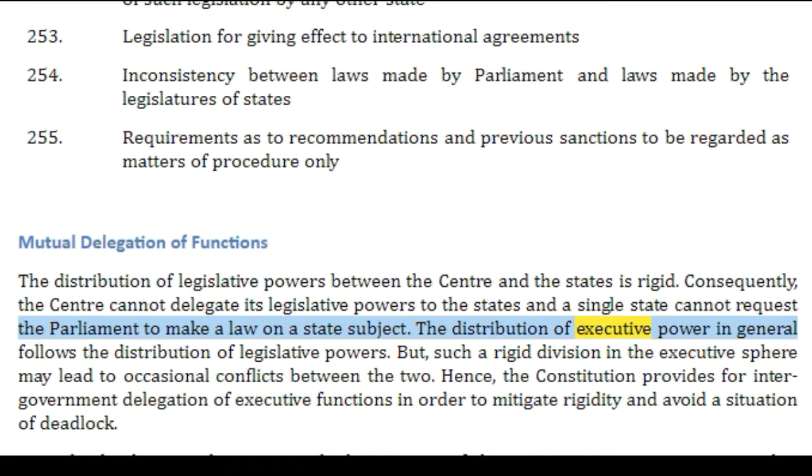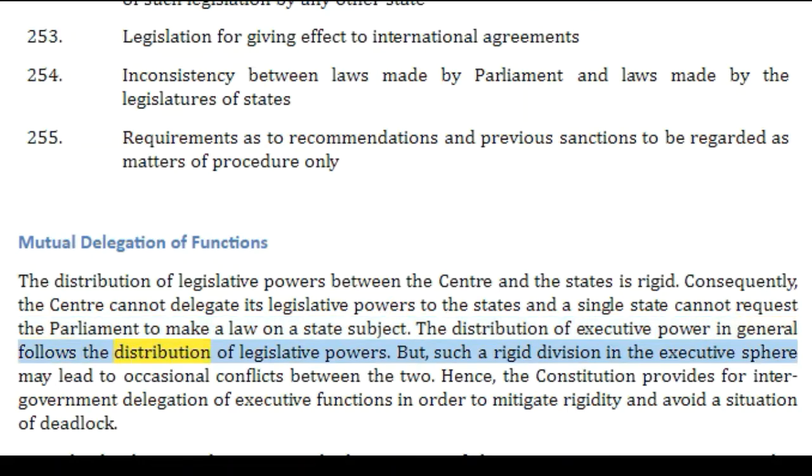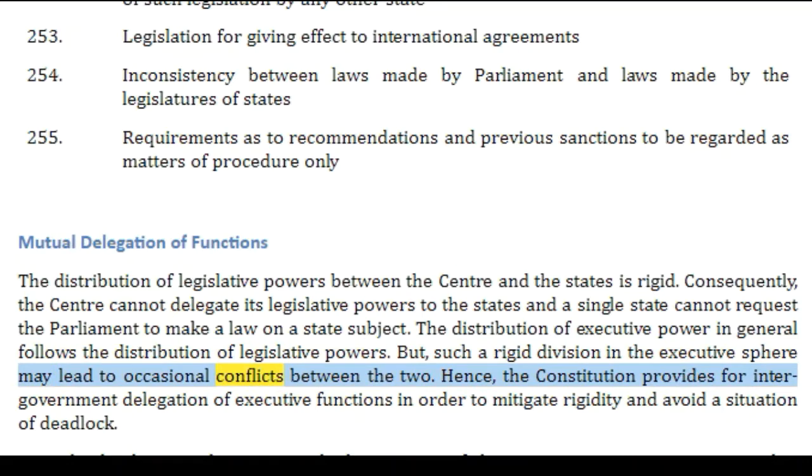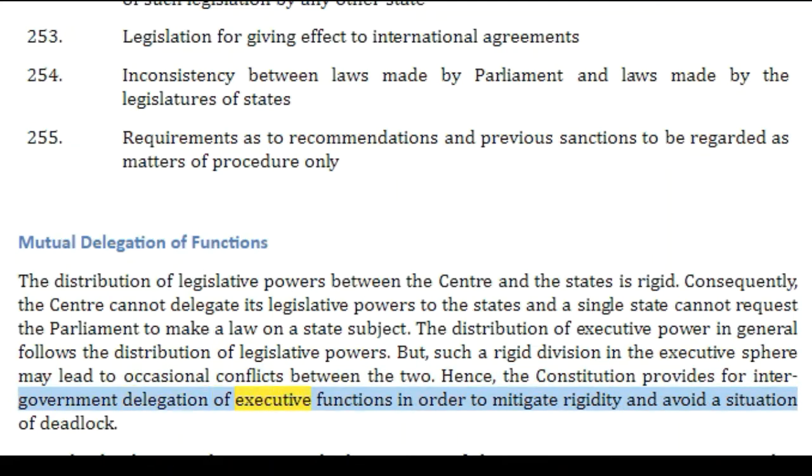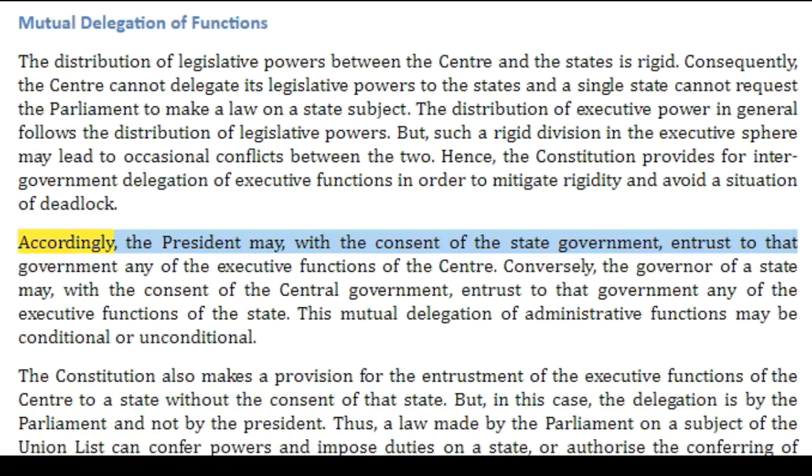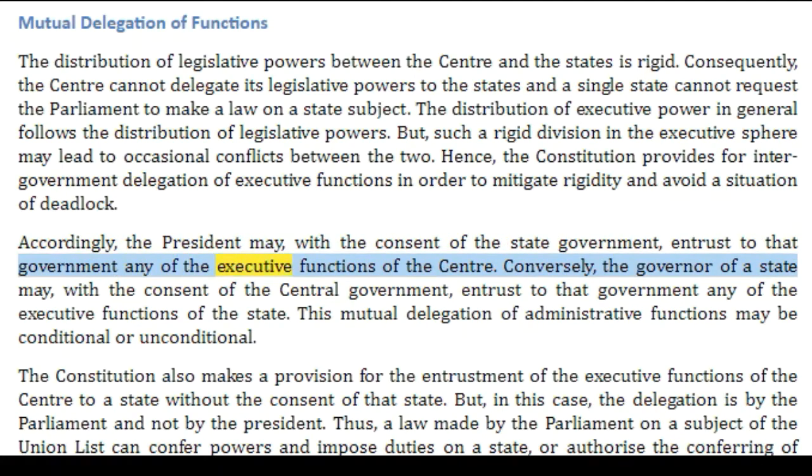The distribution of executive power in general follows the distribution of legislative powers. But such a rigid division in the executive sphere may lead to occasional conflicts between the two. Hence, the Constitution provides for intergovernment delegation of executive functions in order to mitigate rigidity and avoid a situation of deadlock.